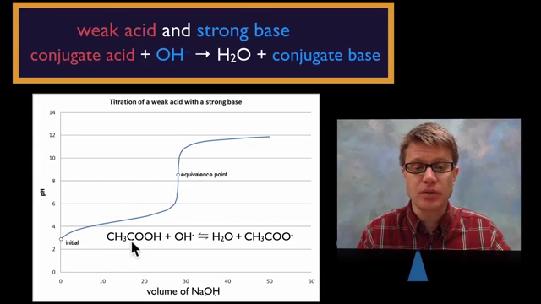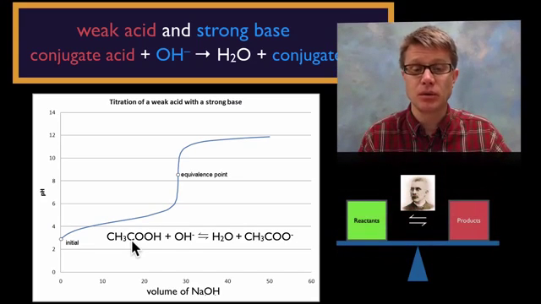Now what's causing that buffer solution, remember, is Le Chatelier's principle. What we're doing is we're adding more of the base, which is forcing more of that acid to be converted into a conjugate base, which is stabilizing that pH.